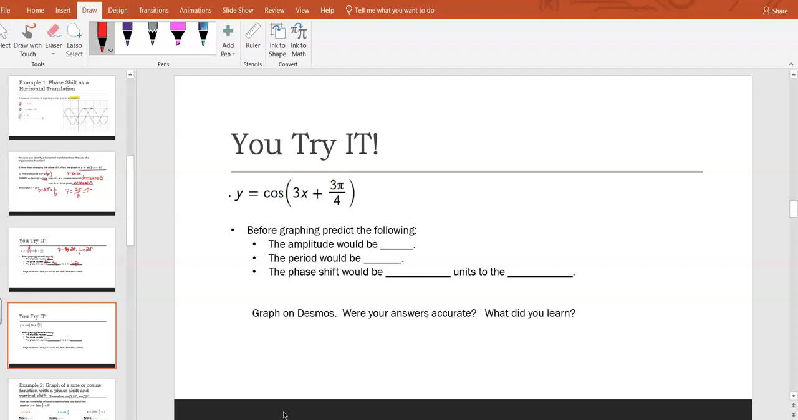So I like to be able to do this before I graph and then check it with Desmos. So now I have nothing in front of there, so the amplitude is just 1. The period is 2 pi divided by 3, because you divide by the b that's there. And then the shift is 3 pi over 4. And because it's a plus, it goes to the left again. And you could graph that on Desmos. I'm going to save you a little time, but you could graph that on Desmos to see how that looks.